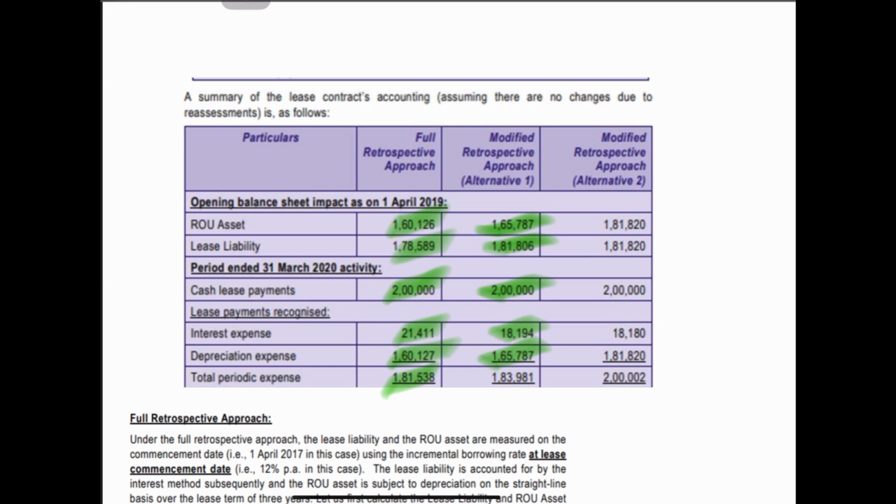And in alternate method 2, where you are doing it only prospectively, your ROU asset is 181,820 and liability is also 181,820, and your cash lease payment is 200,000, interest expense 18,180 and depreciation is 181,820.